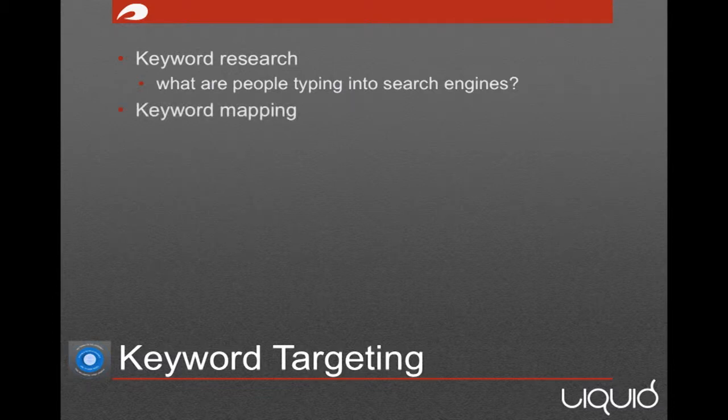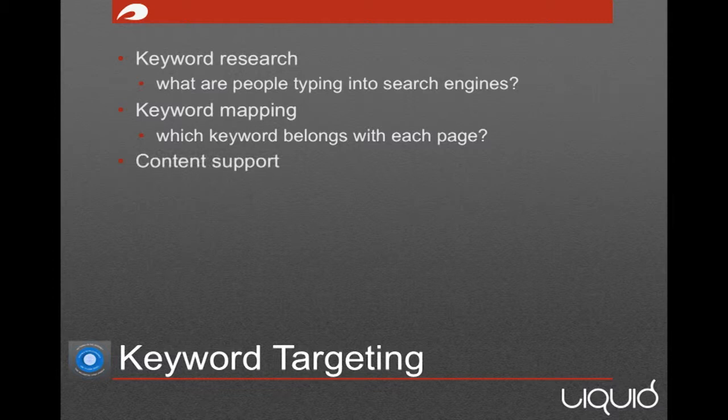Once you figure that out, you have to do an accurate keyword mapping to your website. So which of these keywords can I use with which of these pages? And making sure that everything relates to one another. And then of course you have to do your content support. And what do I mean by content support? I mean content is anything that you have on the page: the title and the meta description.